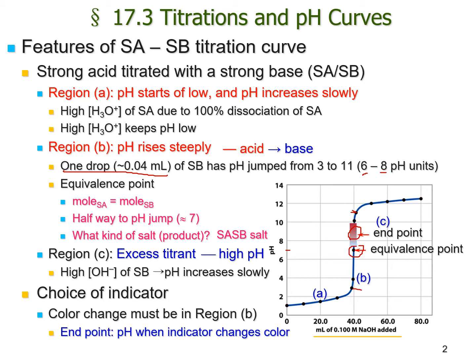It can be lower than the equivalence point or slightly higher than the equivalence point, but nevertheless, it has to be in region B, and only in region B. So these are the features of the titration between strong acid and strong base. In our case, strong acid titrated by the strong base.